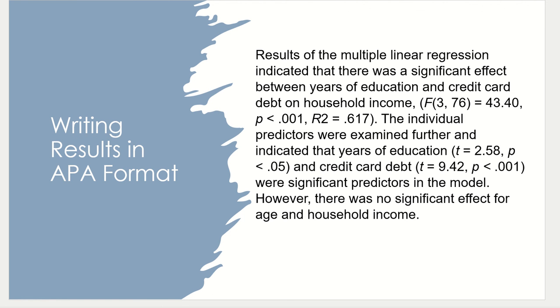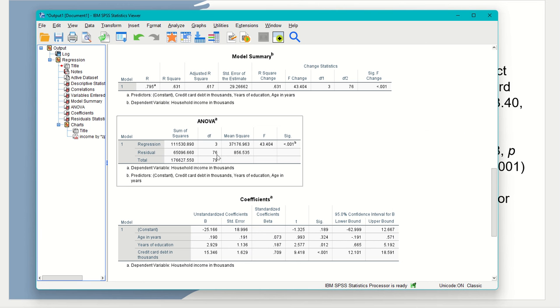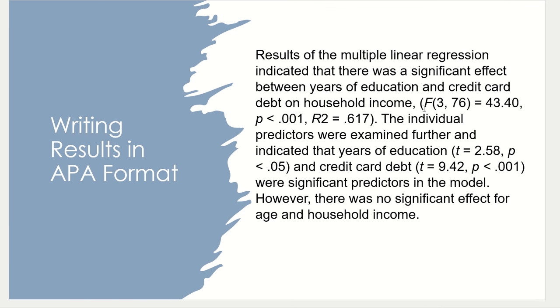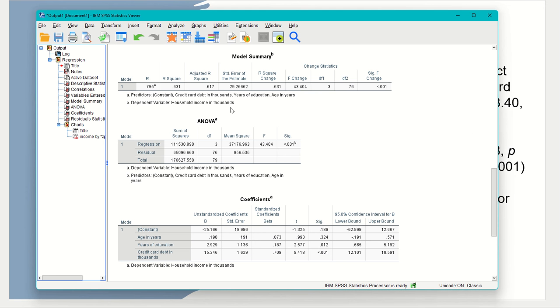So let's take a look at that. So you have the degrees of freedom, the F statistic, and the significance value, and then it gives the R squared value, and that again was found right up here in the model summary box. And then it finishes off by giving the significant results, the t and the p-value for the years of education and credit card debt in thousands, which you can find here and here.